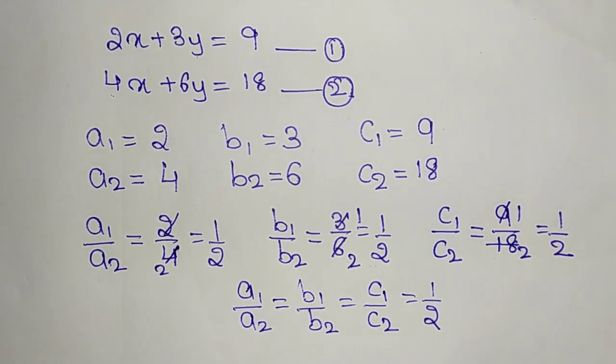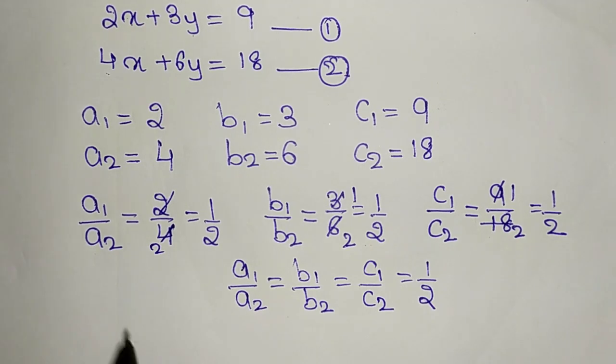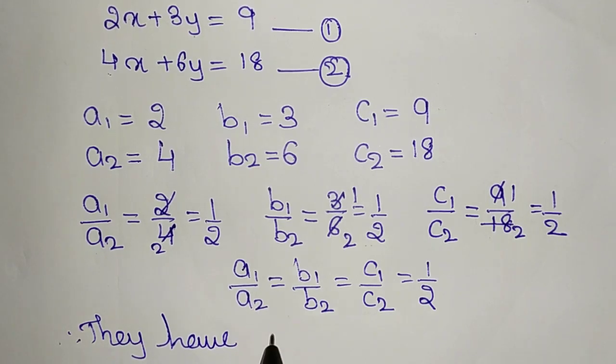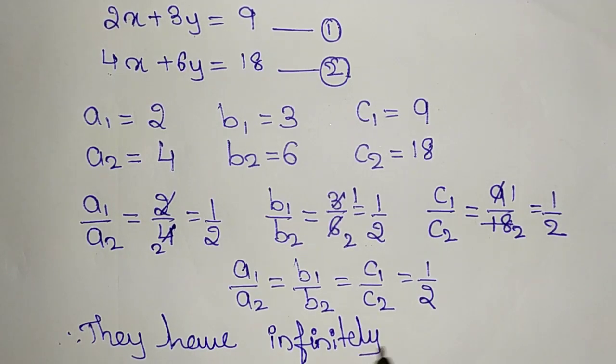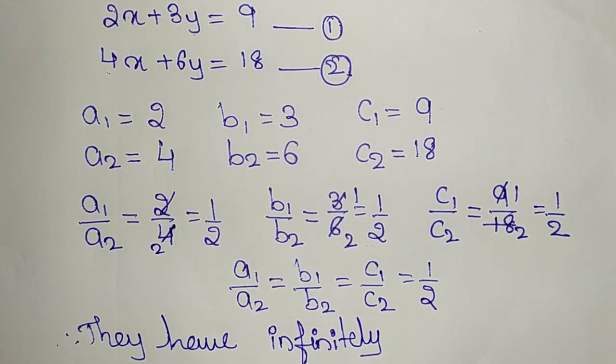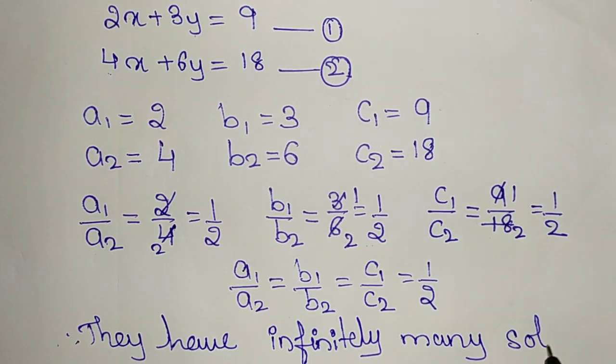This means when all the three ratios are equal, then our equations are coinciding lines. It means they have infinitely many solutions. So let us write it down. Therefore, they have infinitely many solutions. Whenever the equations have infinite solutions or a single solution, they are known as consistent. When they have no solution or when you get parallel lines in the graph, then they are inconsistent. So here first let us write down the result. They have infinitely many solutions.